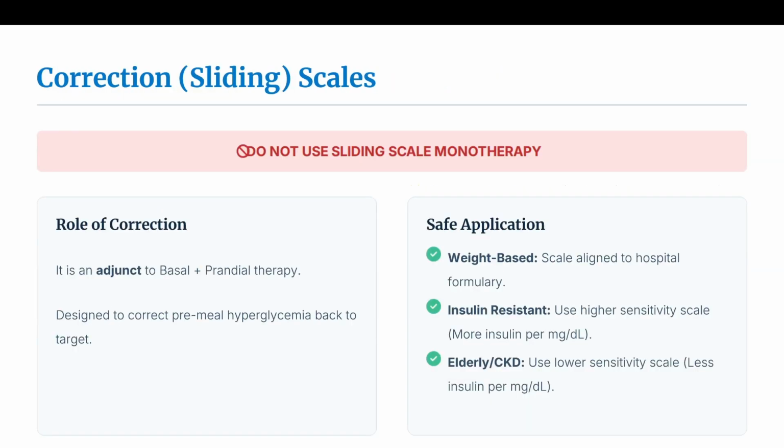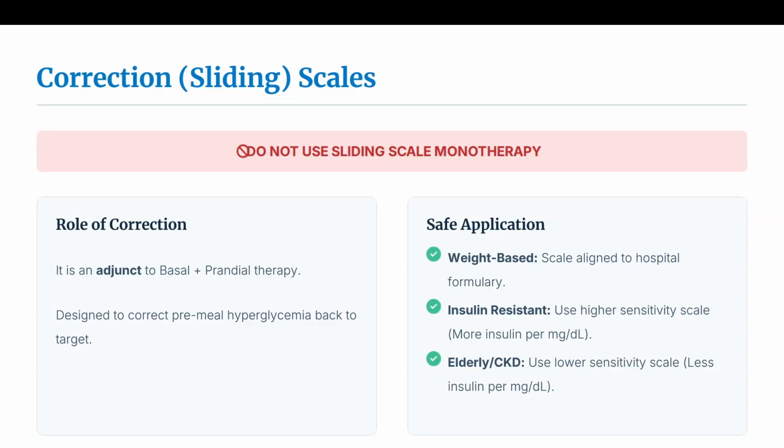Correction or sliding scales. Never use a sliding scale as monotherapy. The role of correction is when you use basal therapy as well as bolus therapy in pre-meals, then recheck the capillary blood glucose at the time of meals. If it is higher, then you can give prandial therapy according to the sliding scale. This is to correct the pre-meal hyperglycemia back to target.